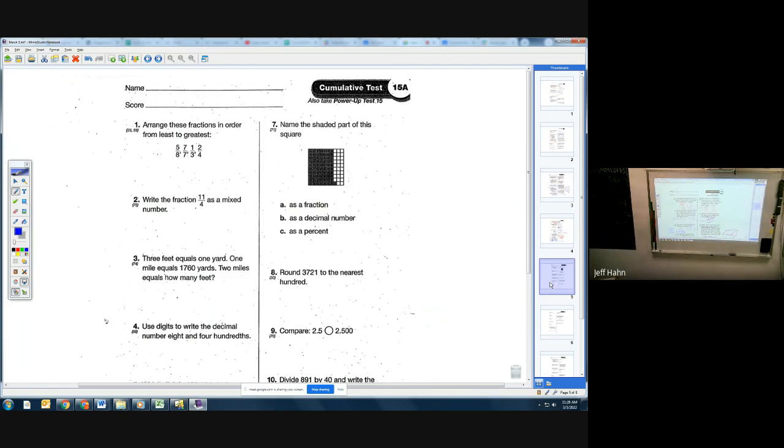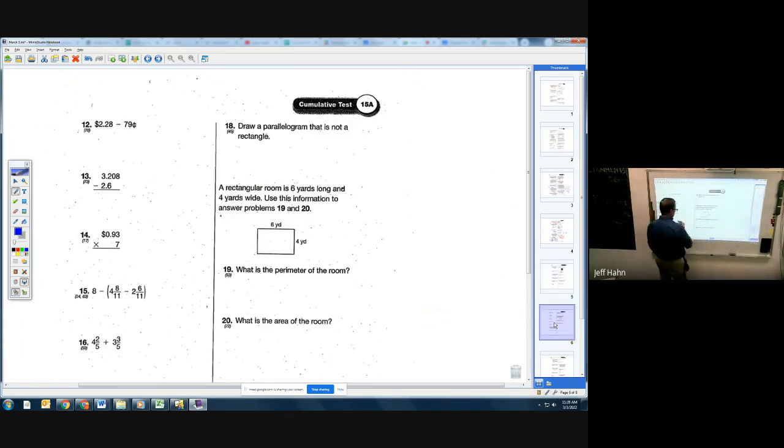Number 18. Let me see what number 18 says. Number 18 says draw a parallelogram that is not a rectangle. You could have a multitude of answers for number 18. Anything that looks like this. It has to have two sides that are parallel, but it can't be a rectangle or a square.